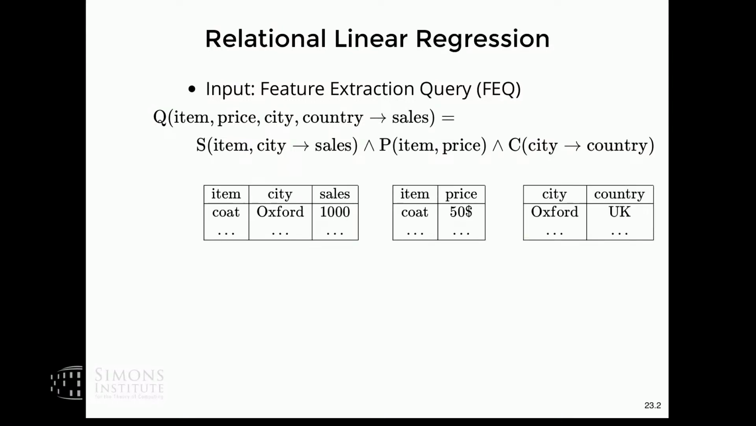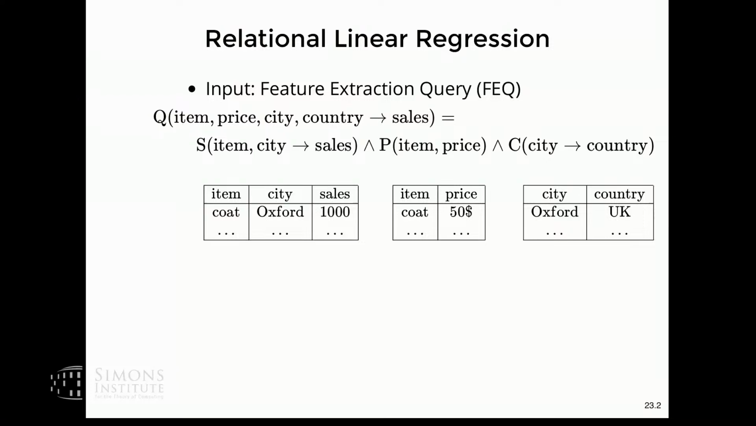In particular, here we are given these three tables, where the first table maps a pair of item and a city to the sales of this item in this city. We have another table that lists pairs of item and price. I'm not assuming here that there is a functional dependency from item to price, because the same item could have multiple prices on multiple days or multiple places. And we also have another table that maps a city to its country.